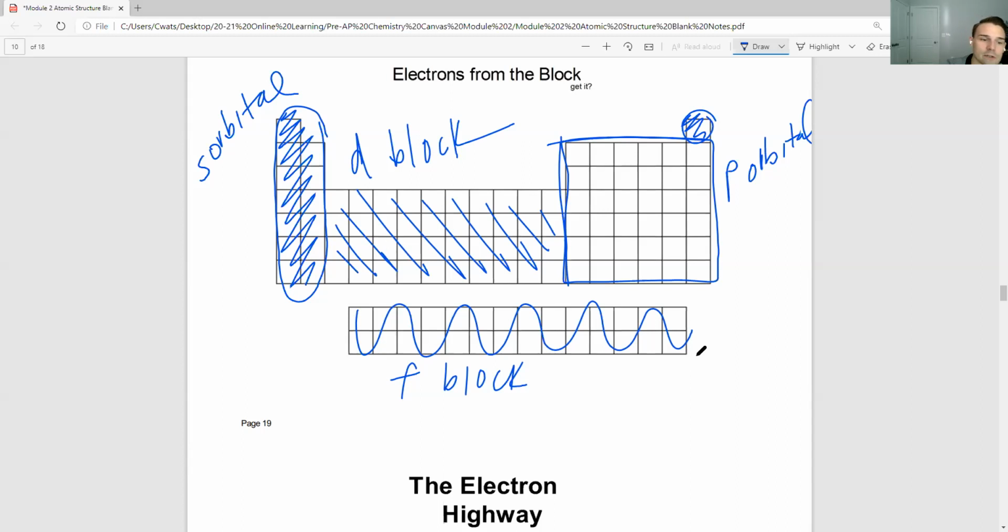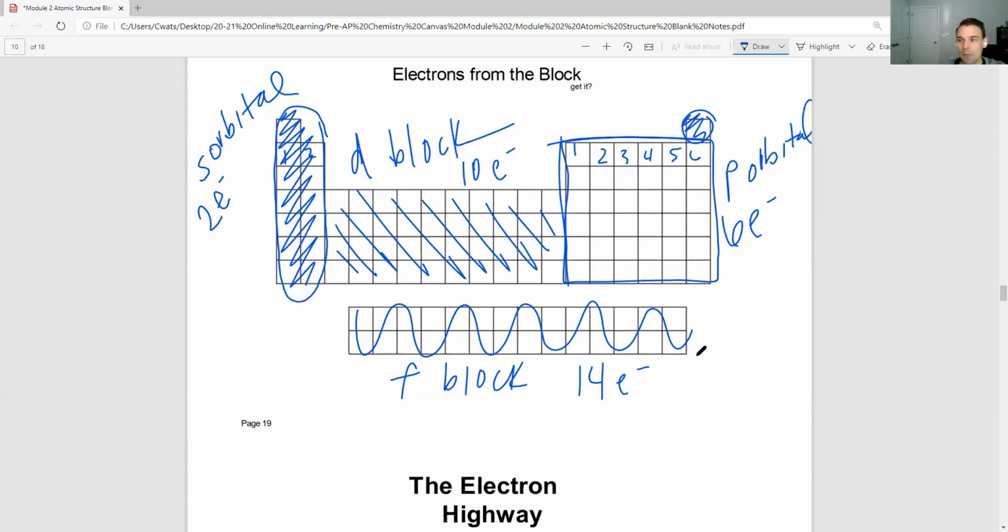Some important notes: the S orbital can hold at most 2 electrons, P orbital 6 electrons, D block, D orbital 10 electrons, F block 14 electrons. How did I get that? Just count 1, 2. 1, 2, 3, 4, 5, 6. So it can hold 6 electrons. Trust me, for the D block and the F block, it's 10 and 14.